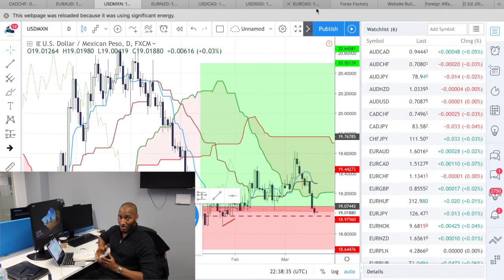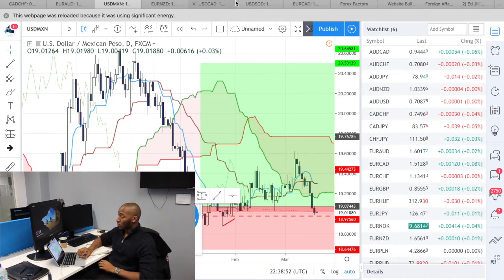The GBP, British pound, GDP, gross domestic product, statistics were released, and there was a prediction of a 0.2% increase. However, we actually saw a 0.5% increase.